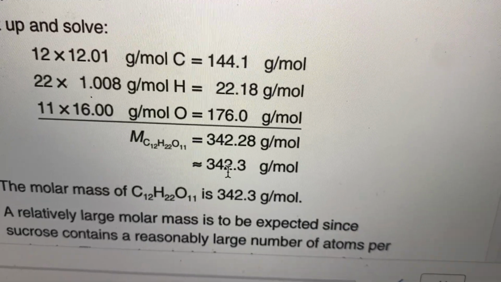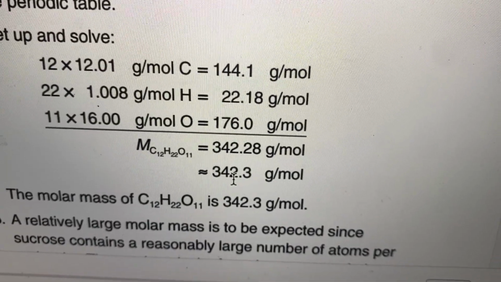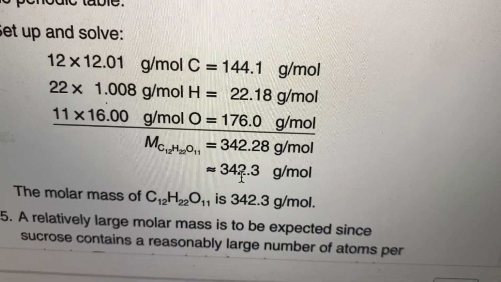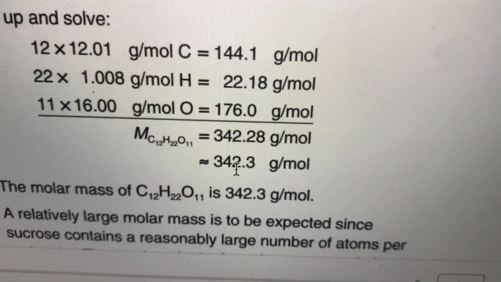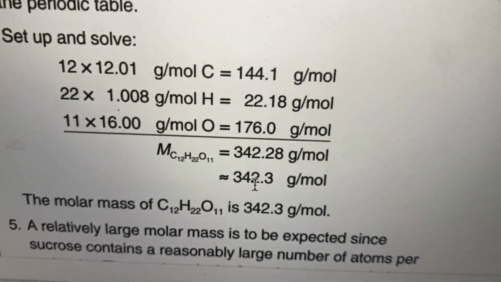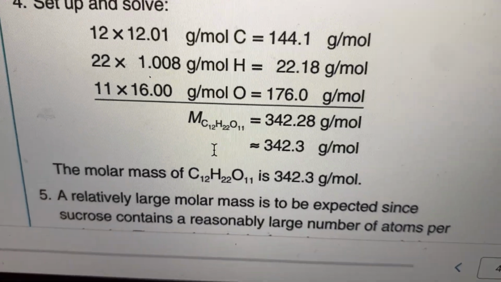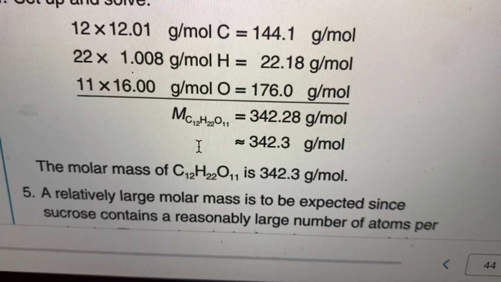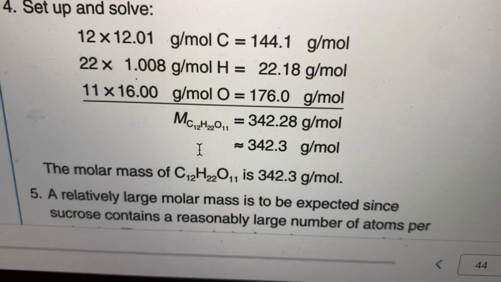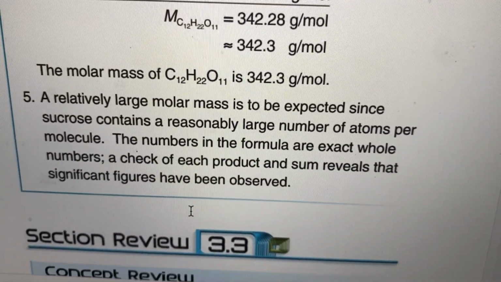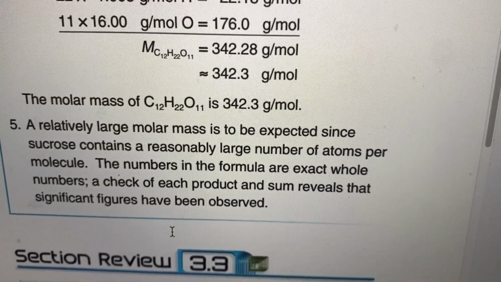We have to go to the sig figs of the least precise number, which is the oxygen at 176.0, so we go to one decimal place. We can round that to 342.3 for sig figs. So the molar mass of C12H22O11 is 342.3 grams per mole. A relatively large molar mass is expected since sucrose contains a reasonably large number of atoms.